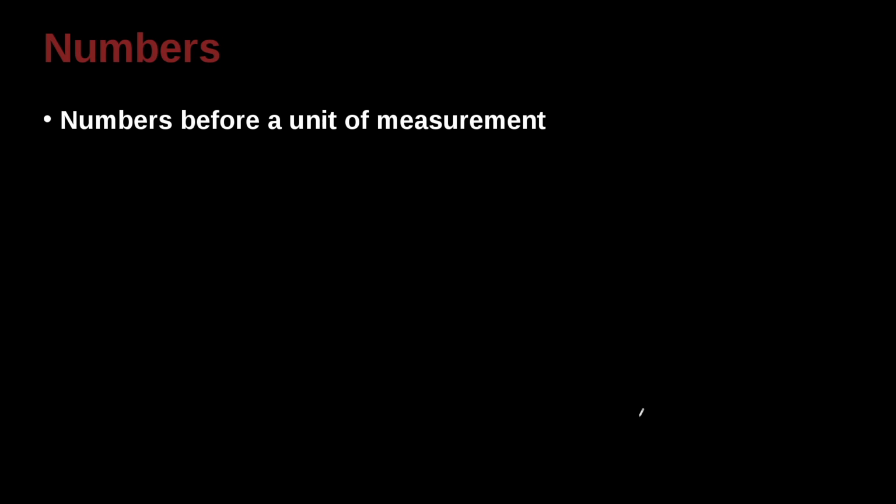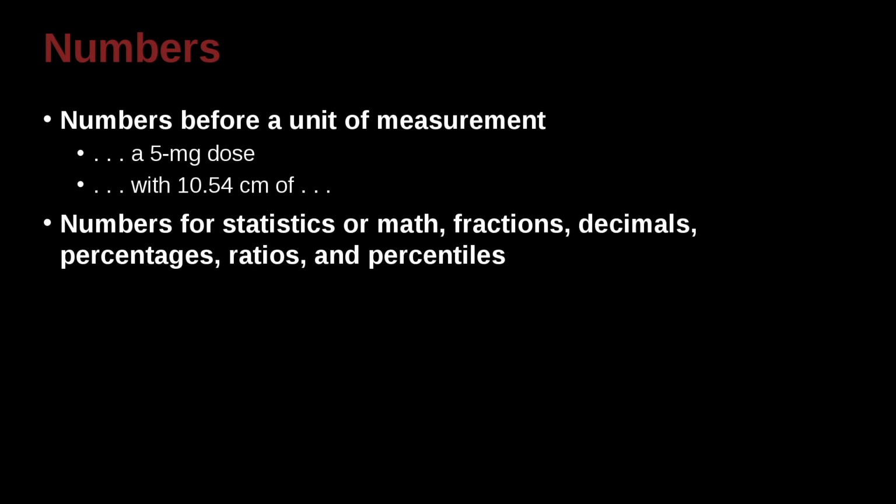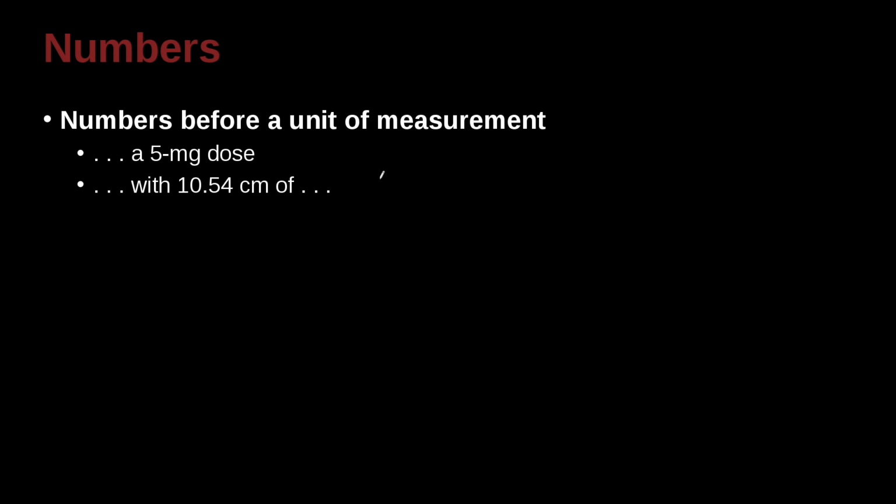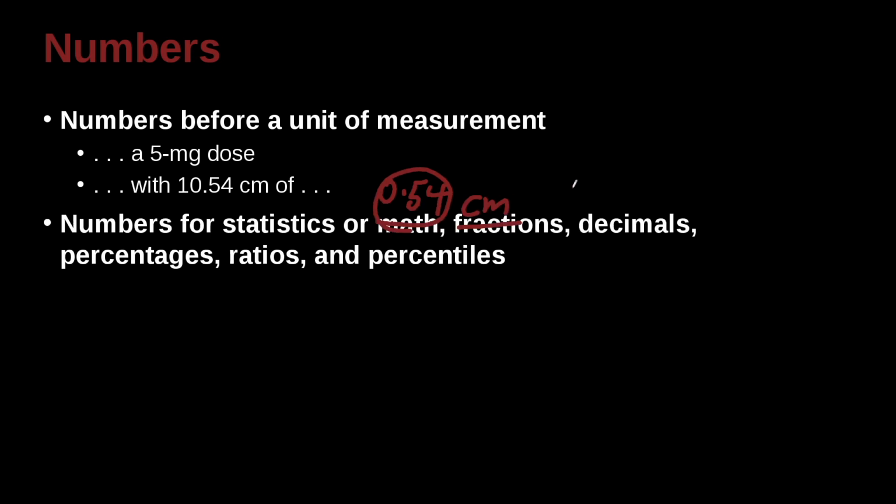Numbers that come before a measurement unit, for example, 5 milligrams, 10.54 centimeters, even though, well, in this case, 10 is 10 or bigger, but even if this number were smaller, even if this number were 0.54, which is definitely smaller than 10, you would still write it with a number like this because it's a measurement.